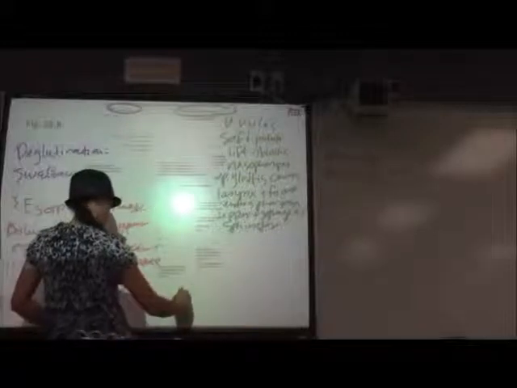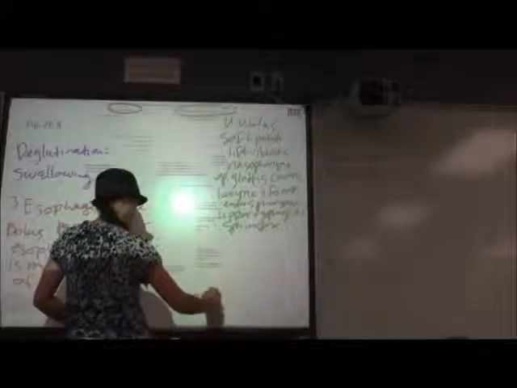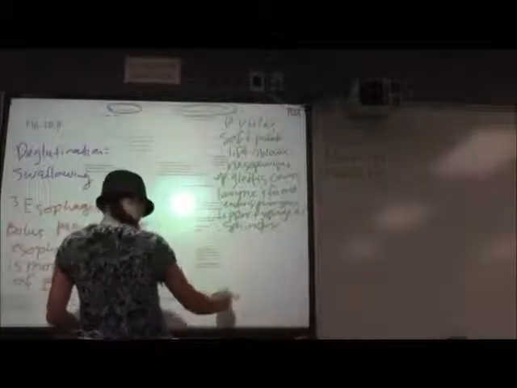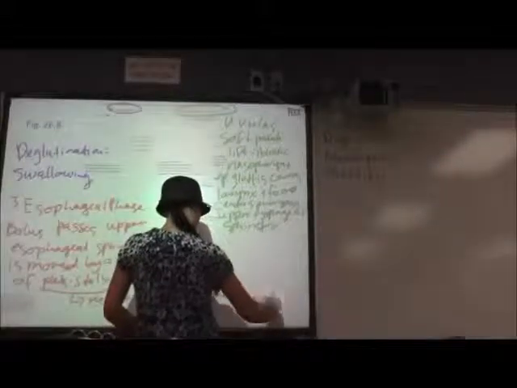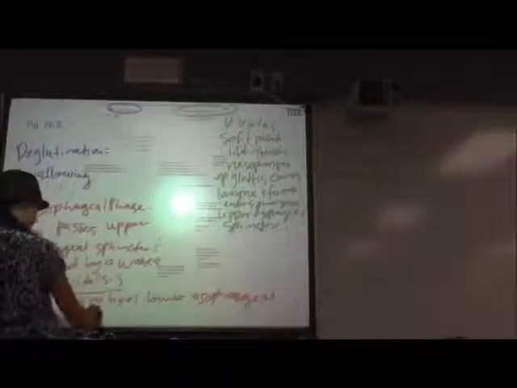Our bolus passes the upper esophageal sphincter, and is moved by a wave of peristalsis. This wave of peristalsis is going to relax the lower esophageal sphincter, also known as the cardiac sphincter, so that food can pass into the stomach.